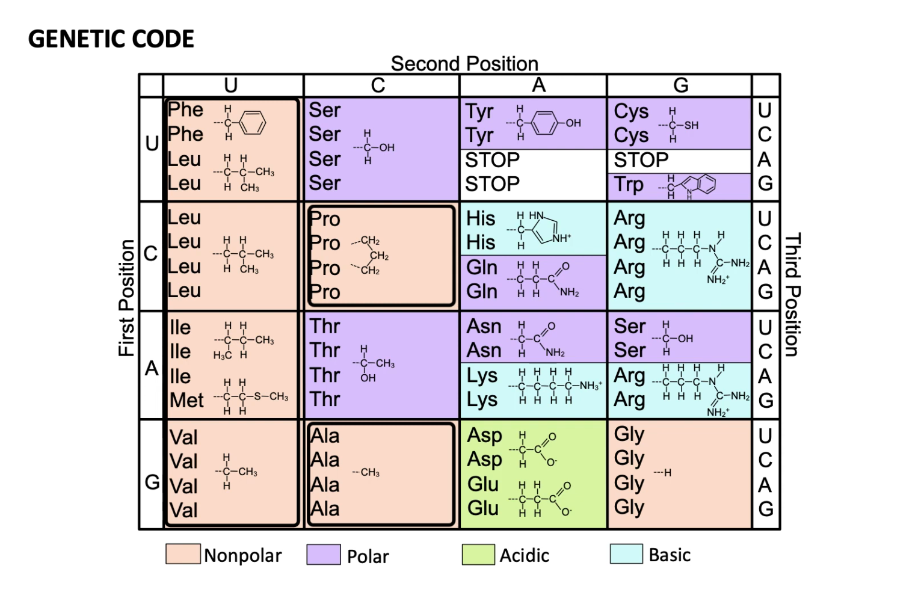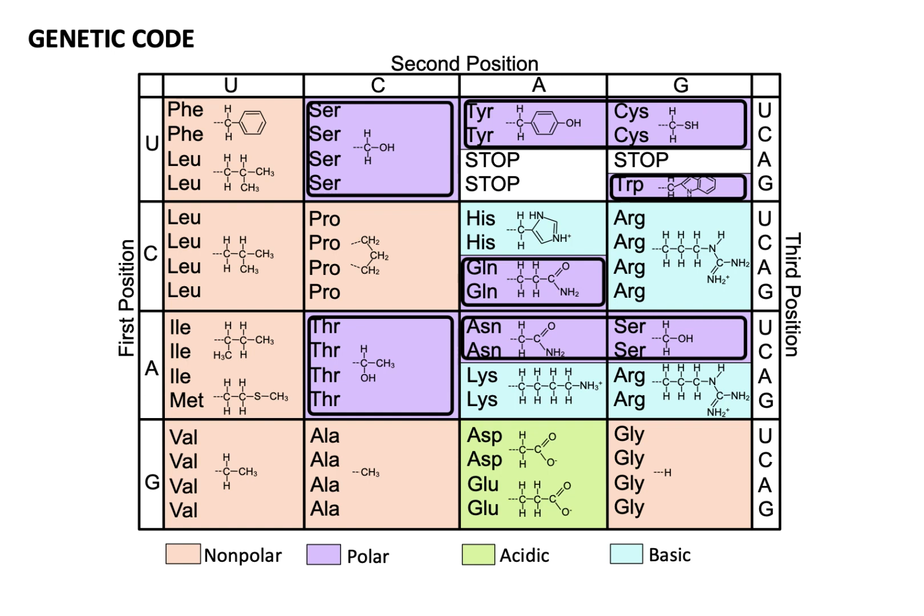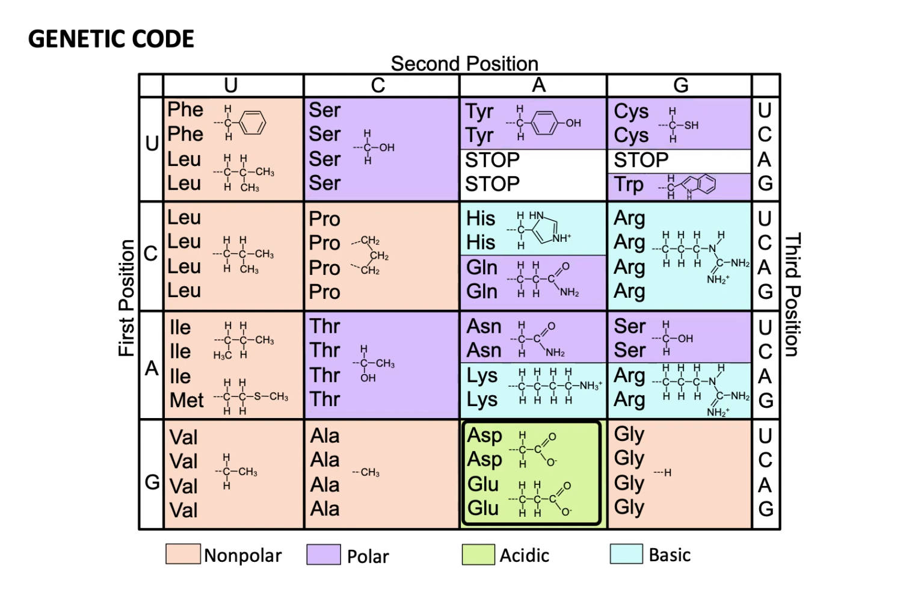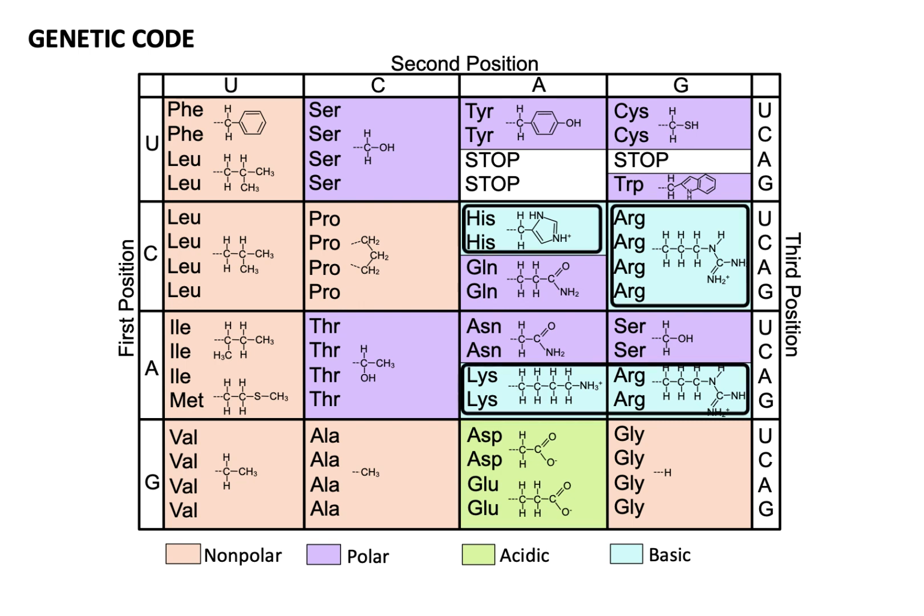But you notice in this code, on this side, all these things in this orange color, those are non-polar amino acids. And then everything in purple, those are all polar amino acids. Anything in green, these two acidic amino acids, aspartate and glutamate. And then the basic ones here in light blue, such as lysine.